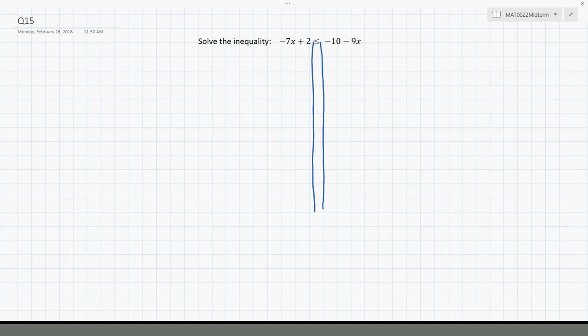If I add 9x to both sides, so I'm going to do that 9x to both sides. And when we do that, we're going to end up with a, anybody? 2x plus 2 something negative 10. All right, now what am I going to do? Subtract 2 from both sides. That's going to give me 2x something negative 12.